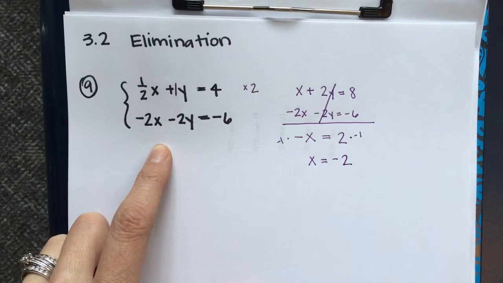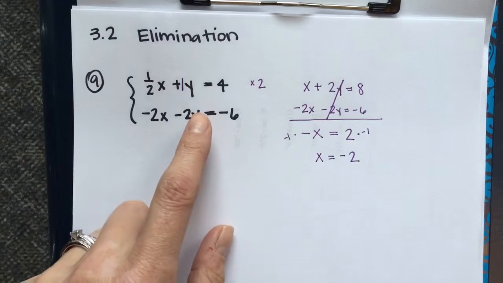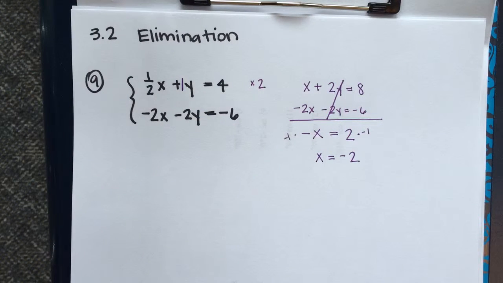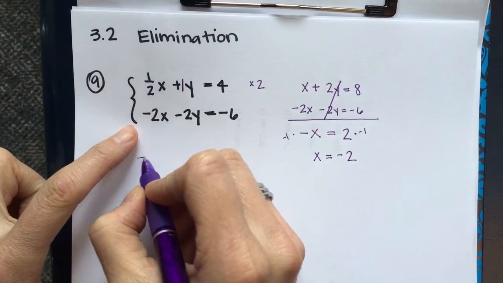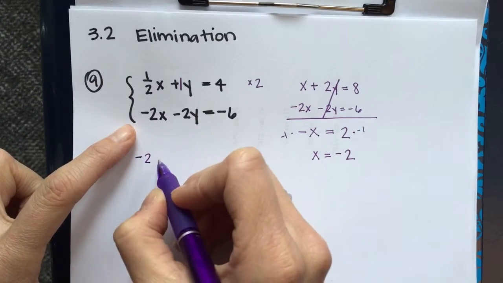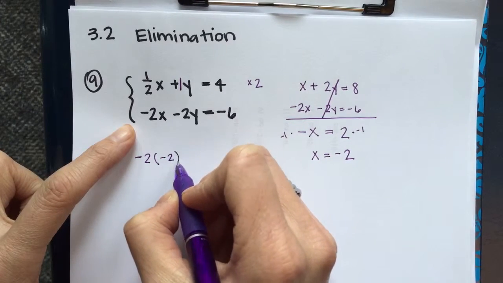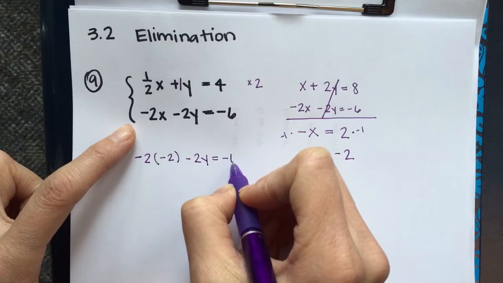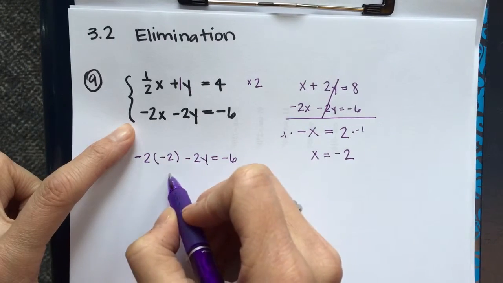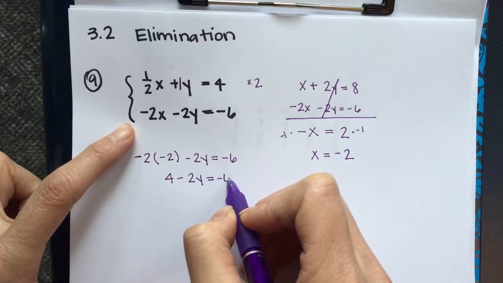Now, just like we did in the substitution, once you find one of the variables, you still have to substitute that back in to solve for the second one. So if we put it into this bottom one, negative 2x, you can pick either one you like, times, we found x is negative 2, minus 2y is equal to negative 6. So that's positive 4 minus 2y equals negative 6.